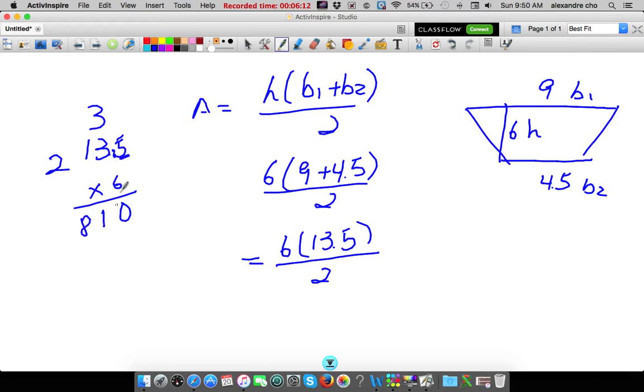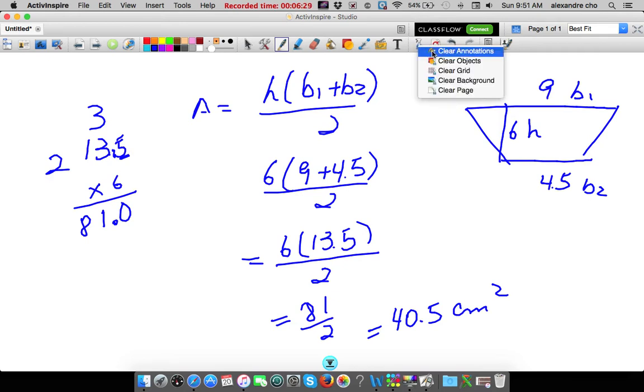We have one decimal place, so our answer should have one decimal place. So our answer is 81 over 2, and that should be easy enough. 40.5. What's our units? Centimeters squared. Correct answer, letter C.